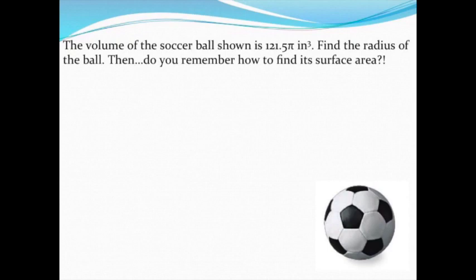In this example, we need to work backwards given the volume of a sphere to find out what the radius of that sphere is. And then they ask us later about the surface area, but we'll get to that in a minute. So let's work backwards first and find what the radius of this sphere is going to be. So the volume they gave me is 121.5 pi cubic inches.